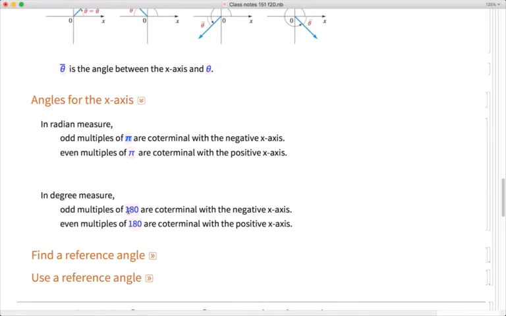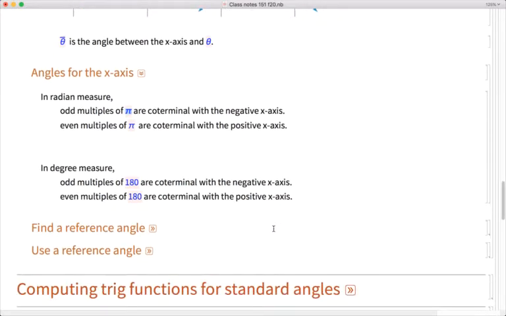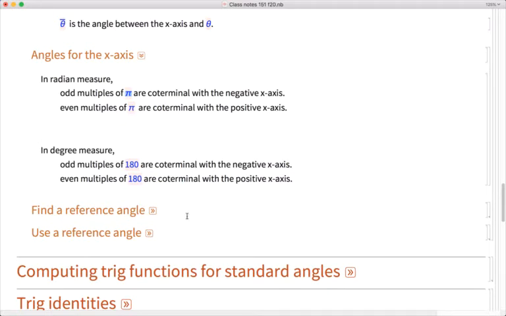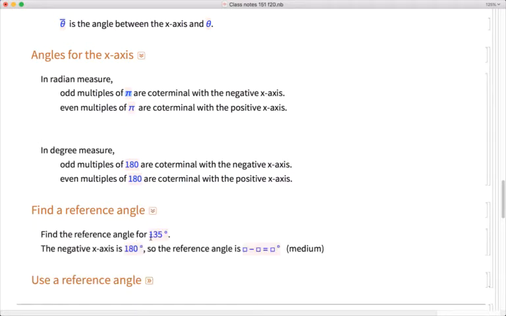In degree measure, odd multiples of 180, 180, I guess maybe 3 times 180 is 540, those are coterminal with the negative x-axis. And the even multiples, 360, 720, those are coterminal with the positive x-axis.